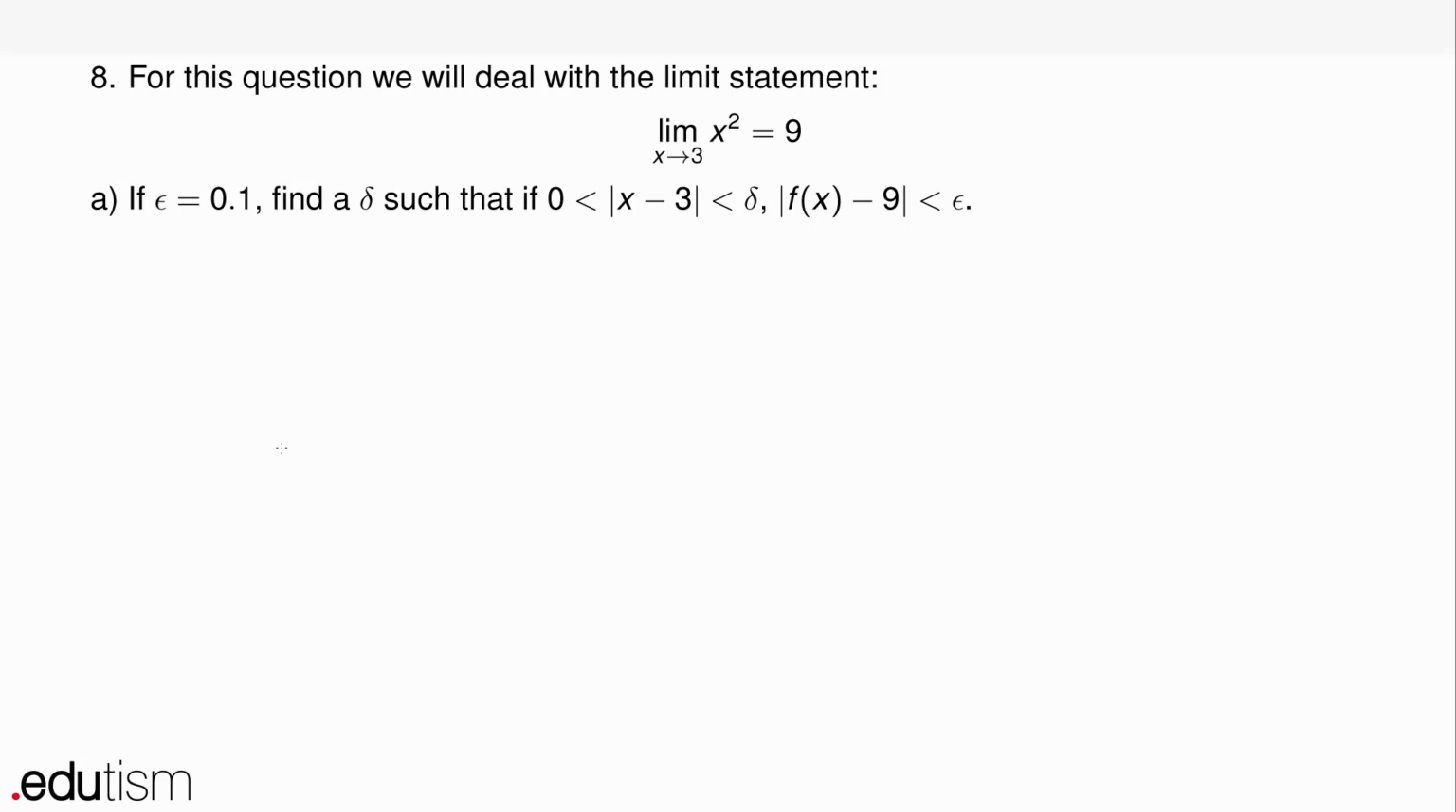Now we're moving on to question 8. Question 8 deals with the epsilon delta definition of limits and deals with this particular limit statement: the limit as x goes to 3 of x squared equals 9.